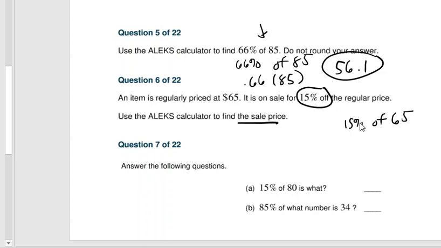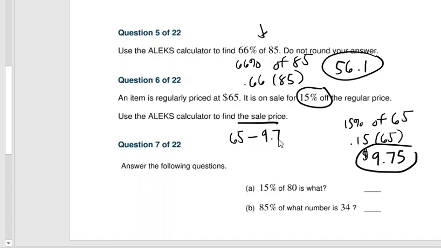And if you find 15% of 65, when you change this to 0.15 times 65, you get $9.75. That is the 15% off. So now to find the sales price, you take the $65 and you subtract the 15% off, and that will give you the sales price. Okay, so that means my final price is $55.25. Okay, that's one way to do this question.